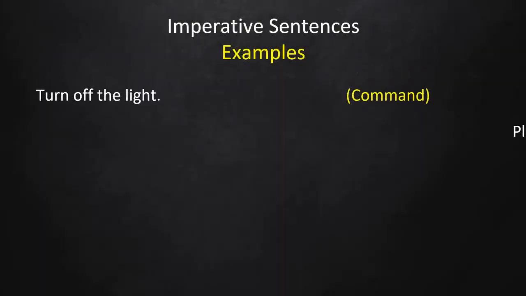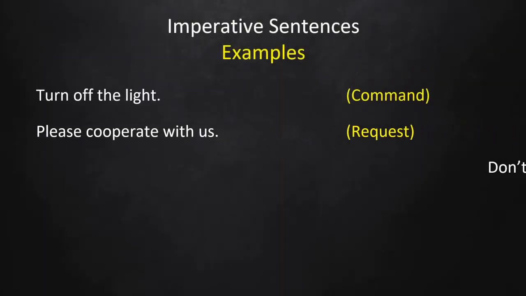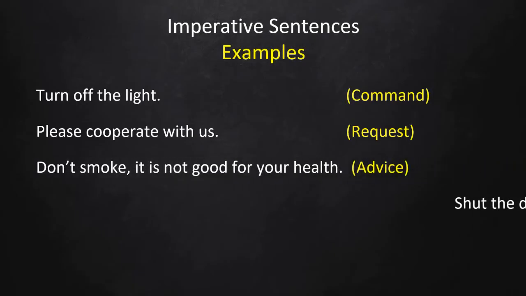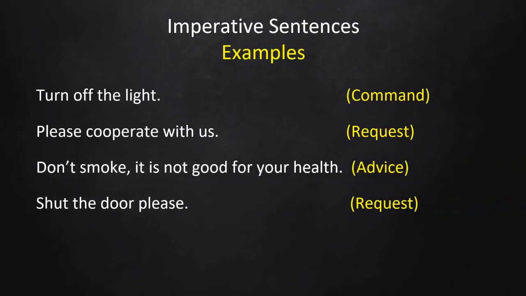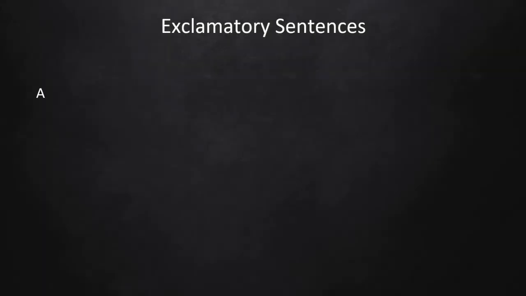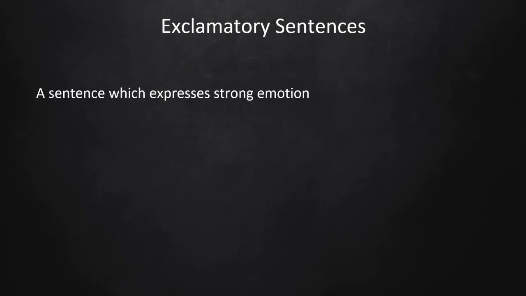Consider the following examples for imperative sentences. Turn off the light. Please cooperate with us. Don't smoke, it is not good for your health. Shut the door, please. A sentence which expresses strong emotion or feeling is called an exclamatory sentence.